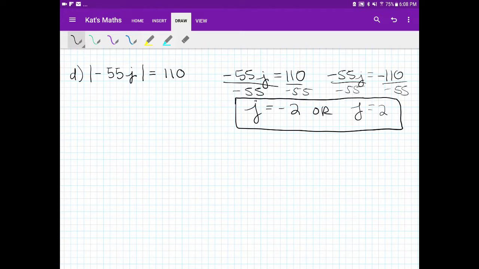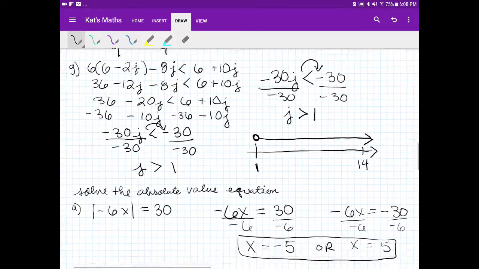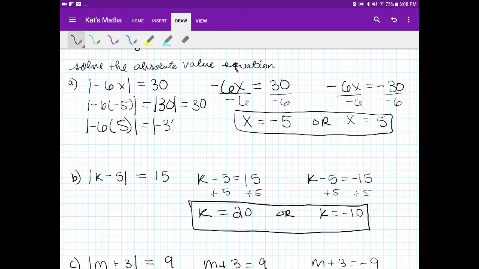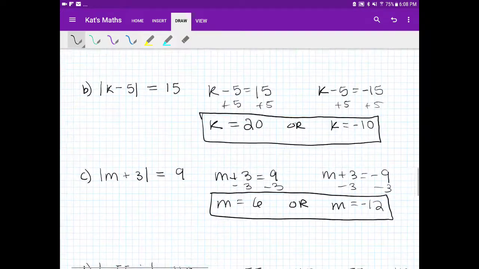And you can plug them in to check your answer. So in here, we've got negative 5 or 5. Well, if I plug in negative 5, negative 6 times negative 5 equals 30. And the absolute value of a positive number is just that number. And then negative 6 times 5 equals negative 30. And the absolute value of a negative number is a positive number. Every time you take the absolute value, you end up with a positive number.